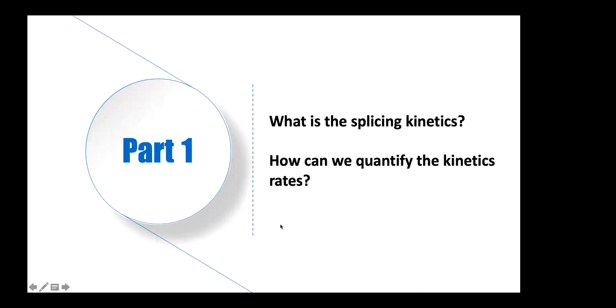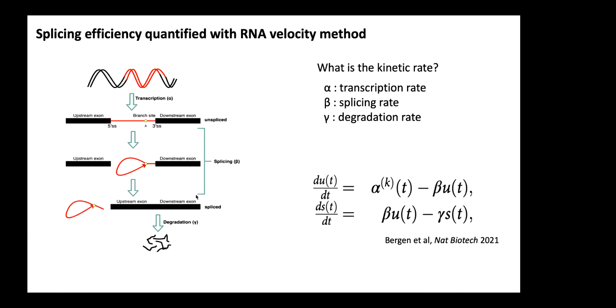First, let's look at what is the splicing kinetics and how can we quantify the kinetic rates. As we all know, DNA can be transcribed to the premature RNA. Then the premature RNA can be spliced into the mature RNA. Finally, it will be degraded. In this process, there are three kinetic rates. Alpha is the transcription rate, beta is the splicing rate, and gamma is the degradation rate.